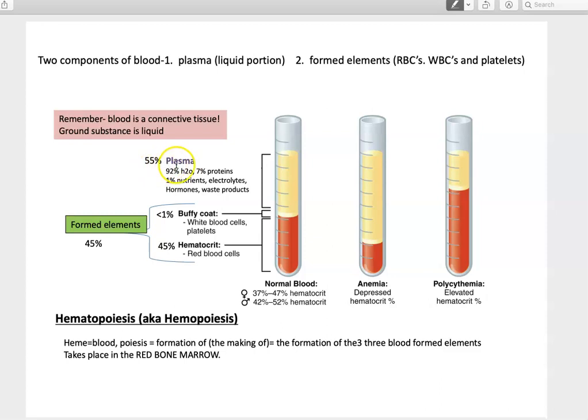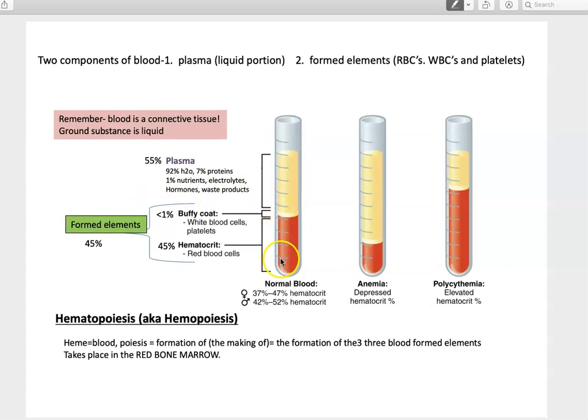55% of whole blood is plasma. 92% of plasma is just plain old water, H2O. 7% proteins, lots of proteins in our plasma. And the rest, 1%, is going to be a variety of nutrients, electrolytes, hormones, and waste products.